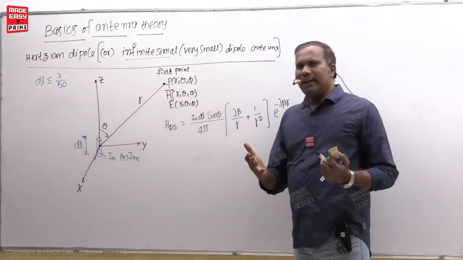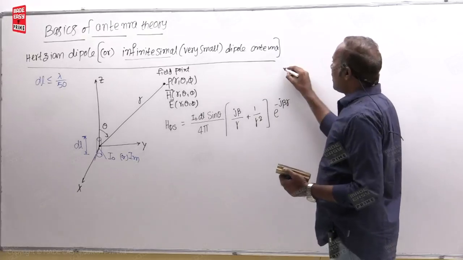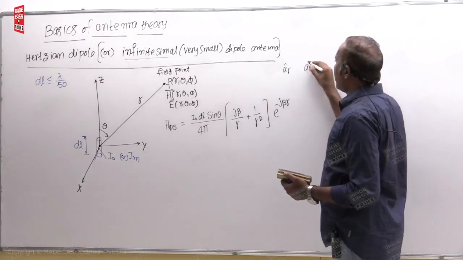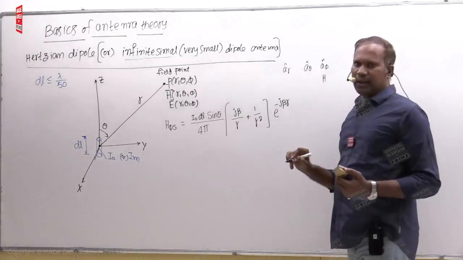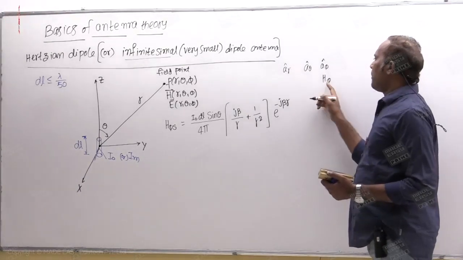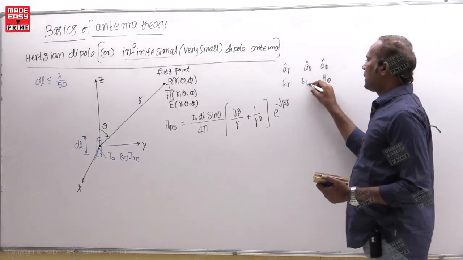Electric and magnetic fields are perpendicular to each other. Here the total number of components, directions, are r direction, theta direction, phi direction. If H has phi direction, then automatically the electric field is perpendicular to the magnetic field. Then the electric field will have r component and theta component.